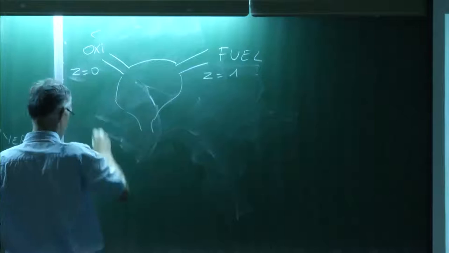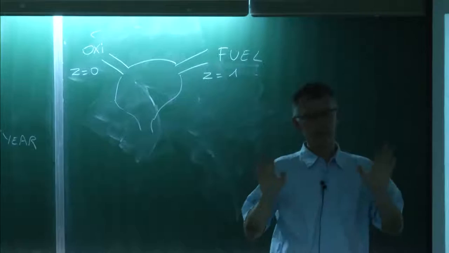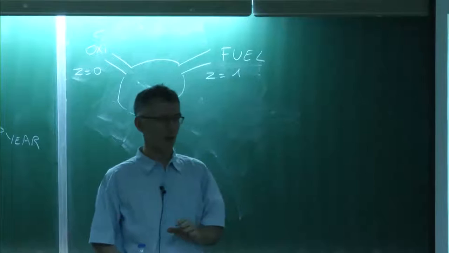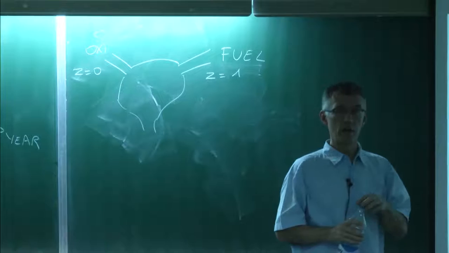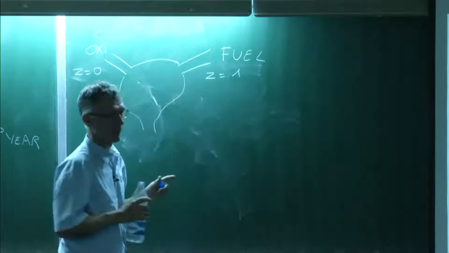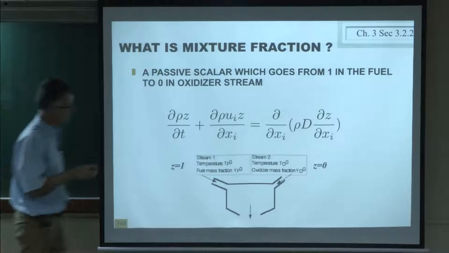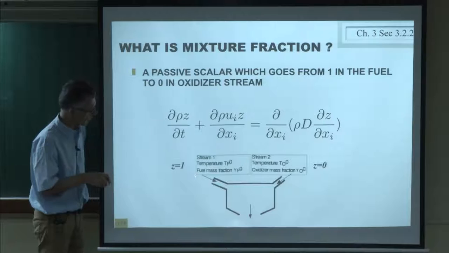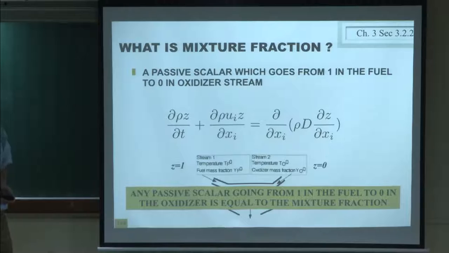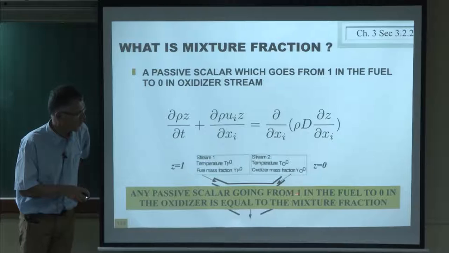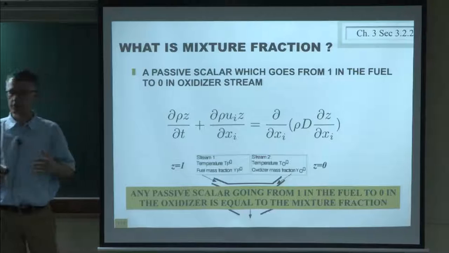Now, if you have more than two inlets, you're on your own. All this business of mixture fraction, which is the basis of, I would say, 95% of the models for diffusion flames, including turbulent diffusion flames, works only if you have only two inlets. If you have more than two inlets, you cannot do that. You can do other things, but it's getting more complicated. So the mixture fraction, in this system, is a quantity which is a solution of this equation, which is one here and zero on the other side. Now, you note, of course, that because of the property I've shown you before, all the passive scalars going from 1 in the fuel to 0 in the oxidizer are equal to the mixture fraction. There's only one mixture fraction.